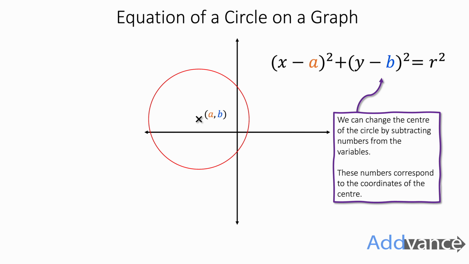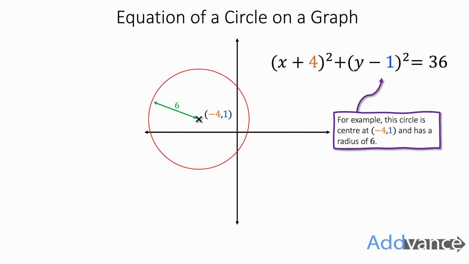Just notice that x minus a is the opposite of the x coordinate. So if it was a positive x coordinate, it would be minus a. If it was a negative x coordinate, it would be positive a in the equation. Same with b in the y bracket as well.